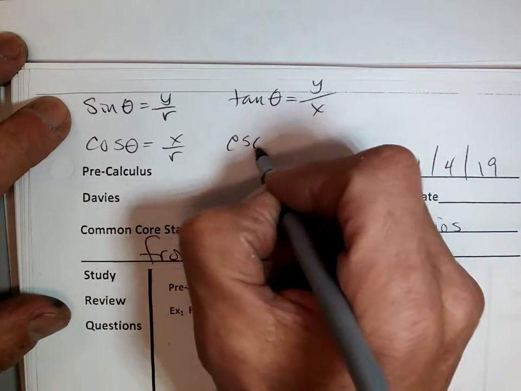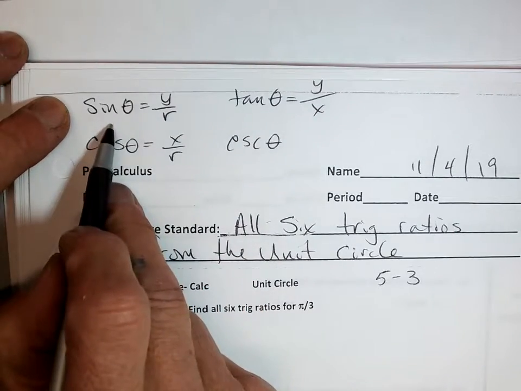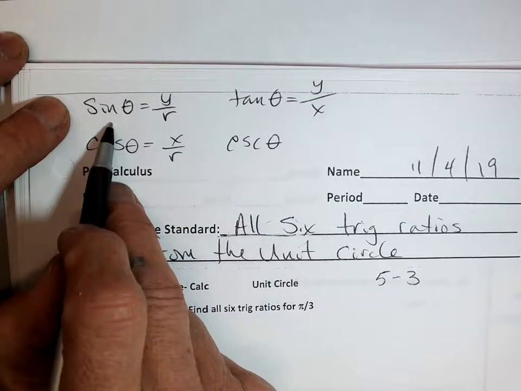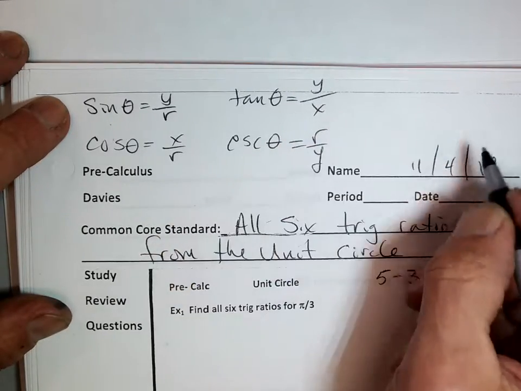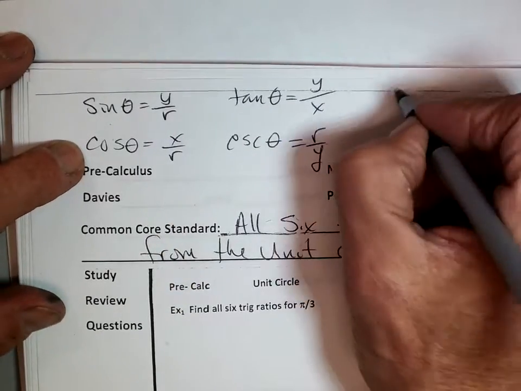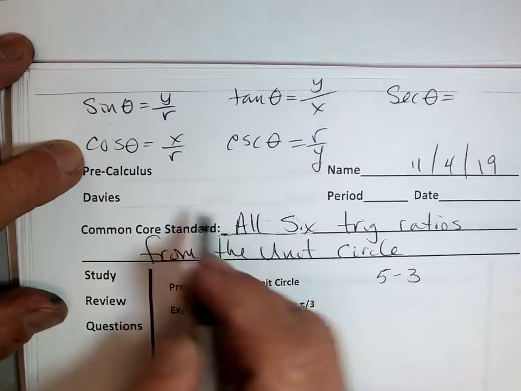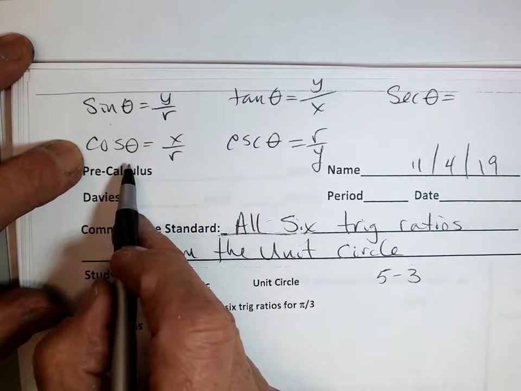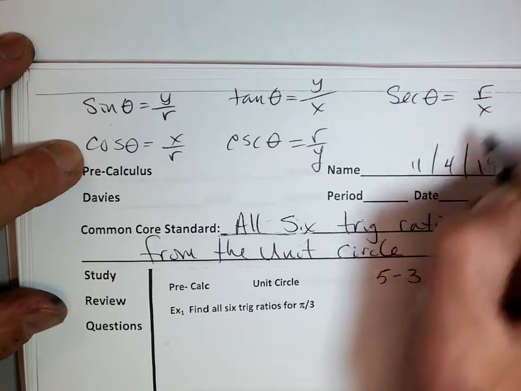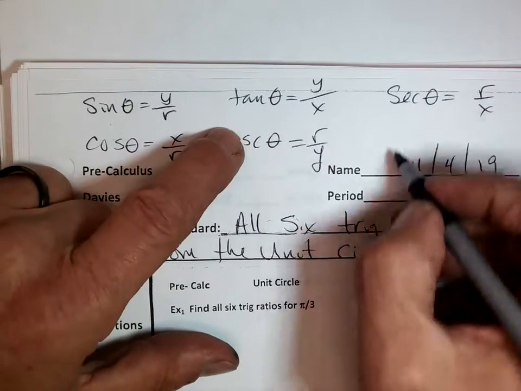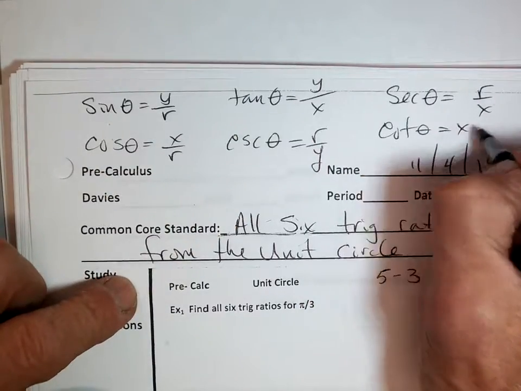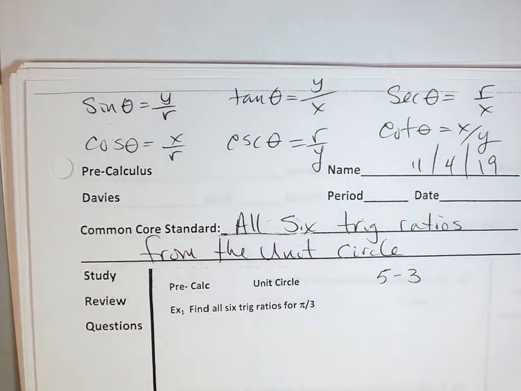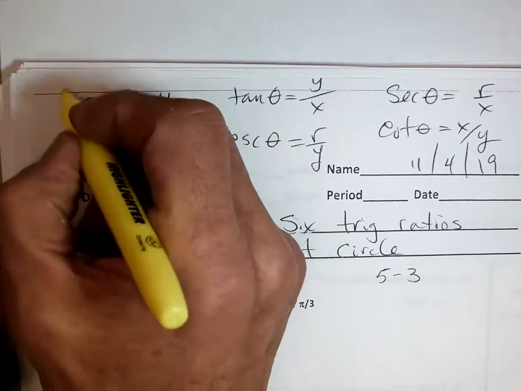Cosecant of theta is the opposite of sine, so it's going to be the radius over the y value. Secant of theta is the opposite of cosine, so it's going to be the radius over the x value. And finally, cotangent is the opposite of tangent, so it's going to be the x over the y. Okay, good. So if we have all those up there, I'm going to highlight them all because we're going to use it in just a second, okay?